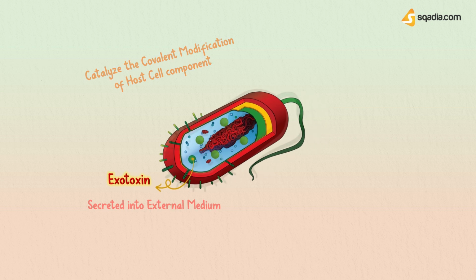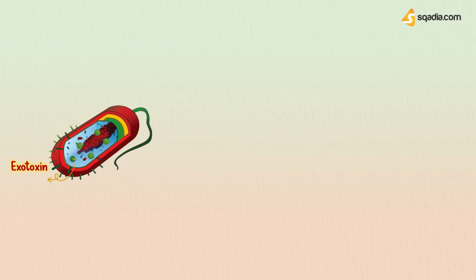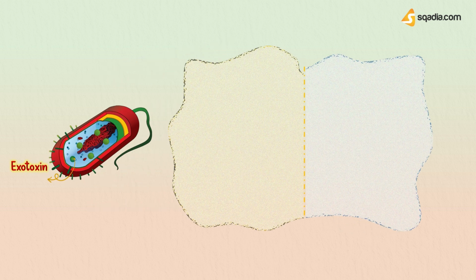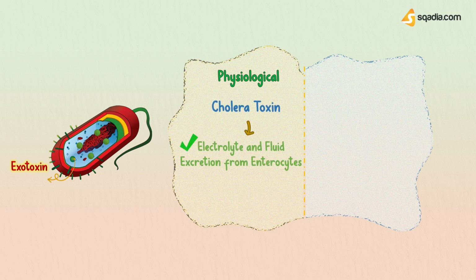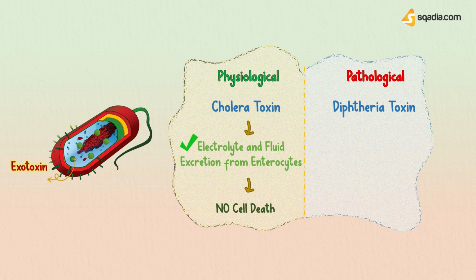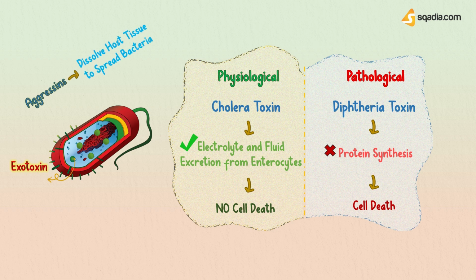While most pathogens secrete various protein molecules that facilitate adhesion to or invasion of the host, many others cause damage to host cells. Now, the damage may be physiological. For example, cholera toxin promotes electrolyte and fluid excretion from enterocytes without killing the cells. Or pathological, where the toxin, like diphtheria toxin, inhibits protein synthesis and induces cell death. In addition, there are proteins collectively known as aggressins that help the bacteria to spread by dissolving host tissue.